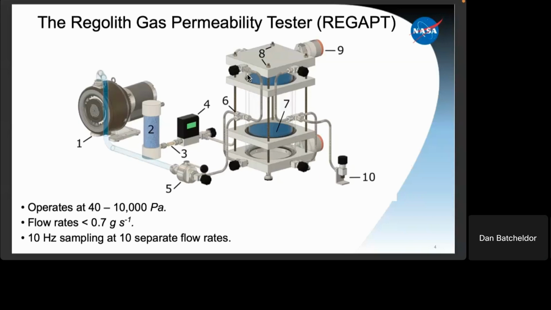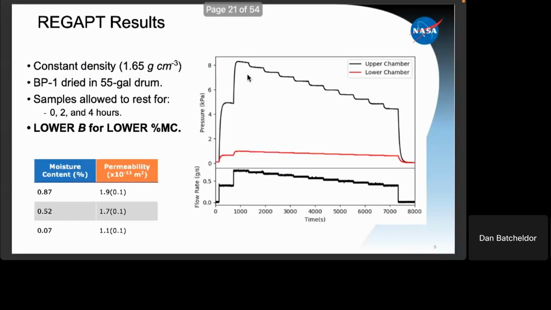This current setup allows us to operate between 40 and 10,000 pascals with flow rates up to 0.7 grams per second. And we have sampled our flow rates at 10 hertz. And so on the next slide, we can see an example of the data set that comes from REGAT.